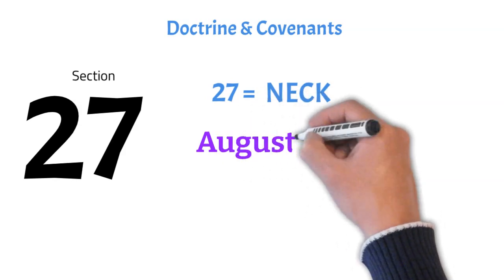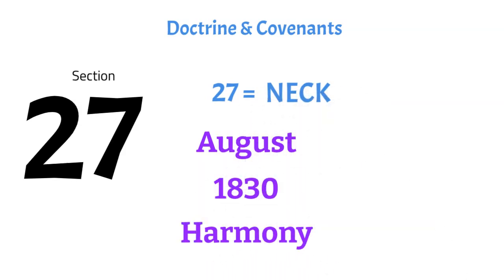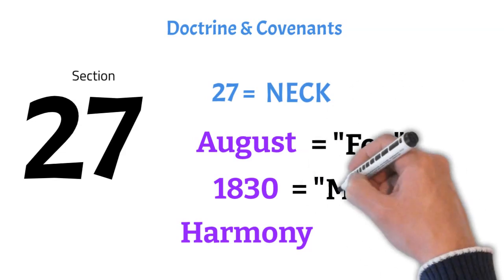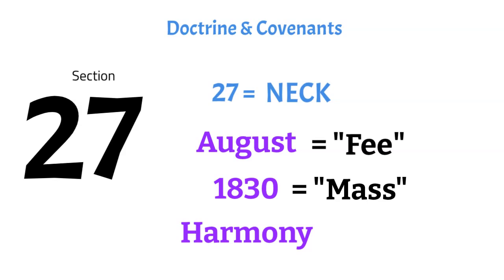This revelation was given in August 1830 in Harmony, Pennsylvania. August translates to fee. The 30 of 1830 translates to mass, as in a mass of people. We now put it all together. A mass of people are poisoned with tainted sacrament wine and have to pay a great fee to get their stomach pumped, all of which is out of harmony with the Spirit of the Lord.